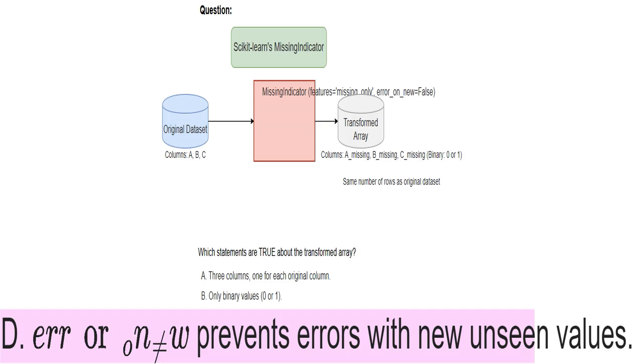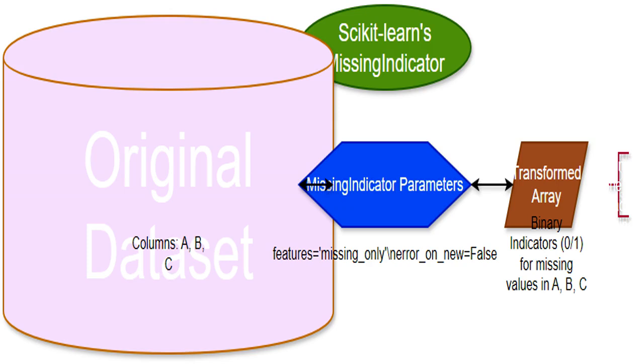That's absolutely correct. Setting error_on_new to false is like adding a safety net. If I use the missing indicator with new data later, it won't crash. It handles unseen values gracefully. I'm using Sklearn's missing indicator to handle missing data. I've set features equals missing_only, which means I only create new columns to indicate where missing values were originally located. I also set error_on_new equals false, which means I won't get an error if I try to use this on new data with features the missing indicator hasn't seen before.